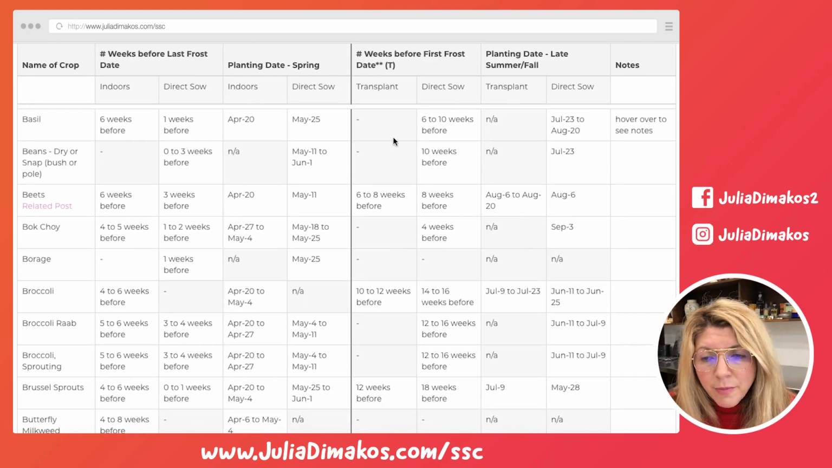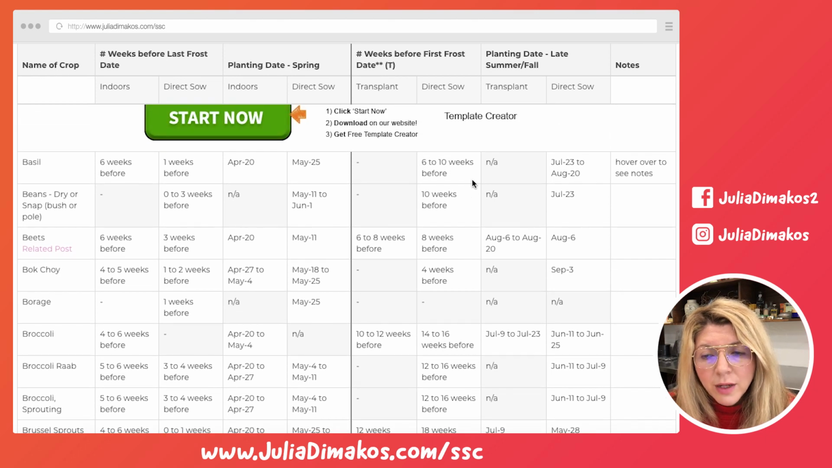And this continues on for basil. It talks about basil. Can you sow it again? Yeah, sure, why not? You should definitely succession plant basil throughout the growing season. It loves heat, it loves the summer. But the latest you should plant it outdoors, you should sow directly, is 6 to 10 weeks before the first frost date, because it likes heat. It takes some time to grow.